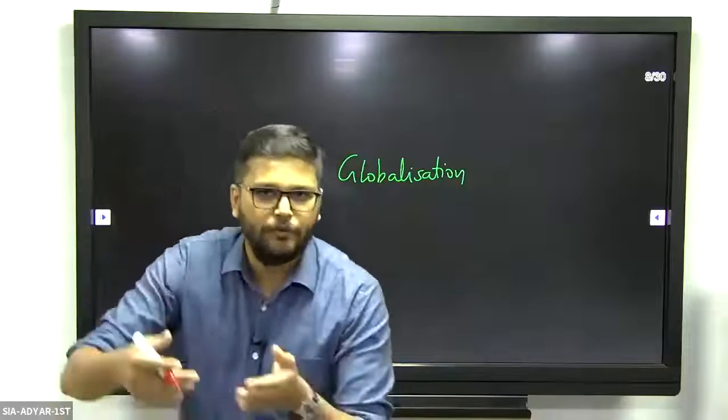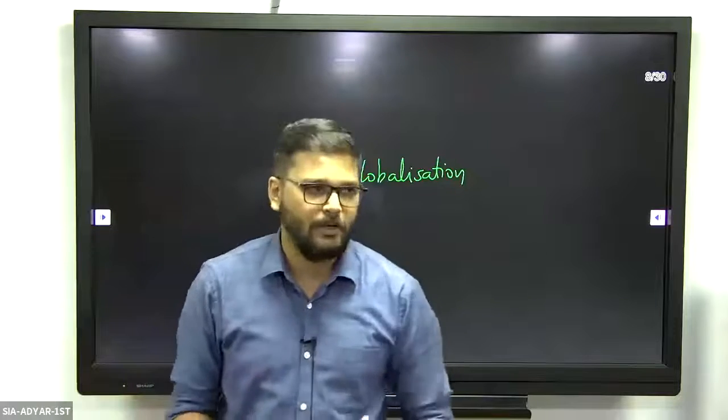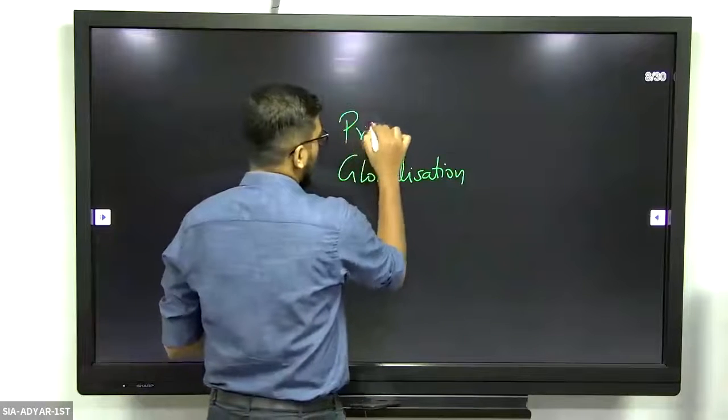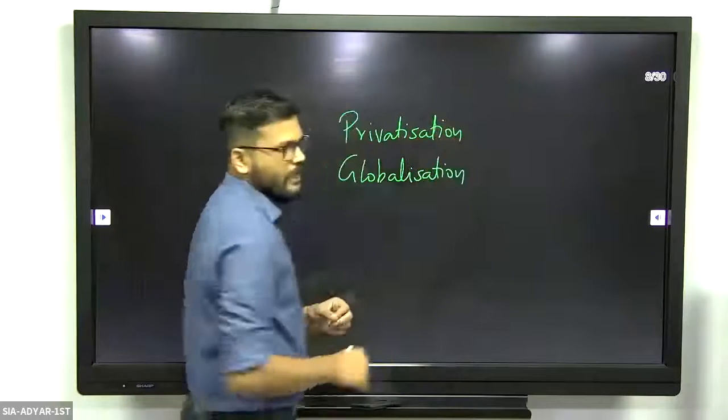So you step out of commercial activities, business activities, give the permission to private to do it. So they said, for globalization to succeed, you have to ensure that privatization happens. Privatization of the economy happens.